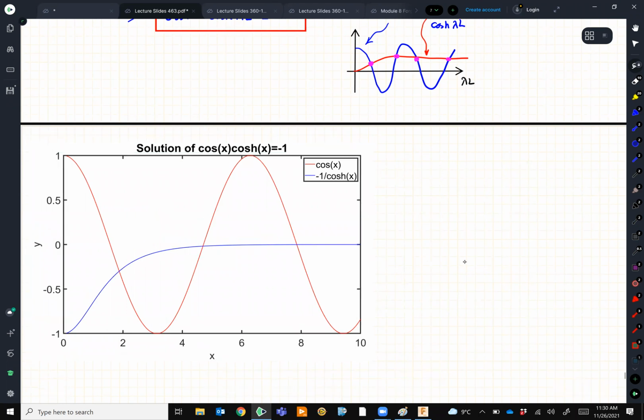All right, so here is my graph. You can see the red one is the cosine x, and the blue one is 1 over cosine hyperbolic of x. Here is one solution, which I measured. Here is the second solution, and the third solution. Of course, we can continue for whatever we want, because it has an infinite number of solutions.